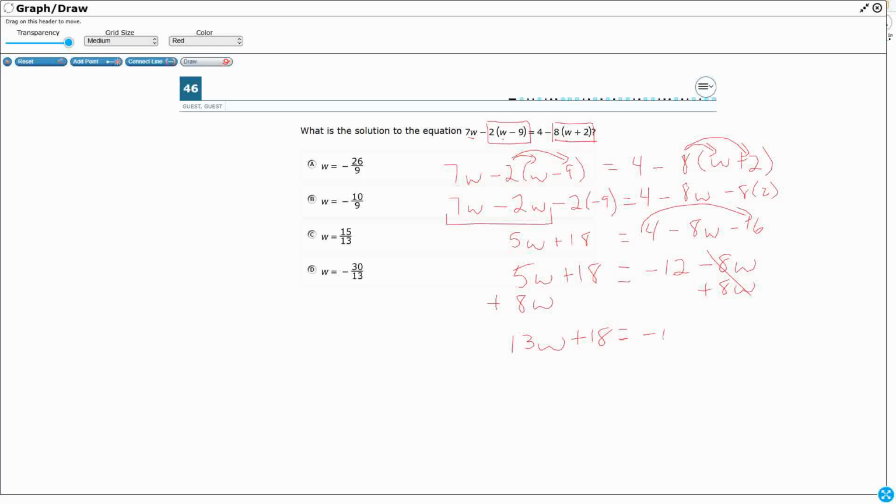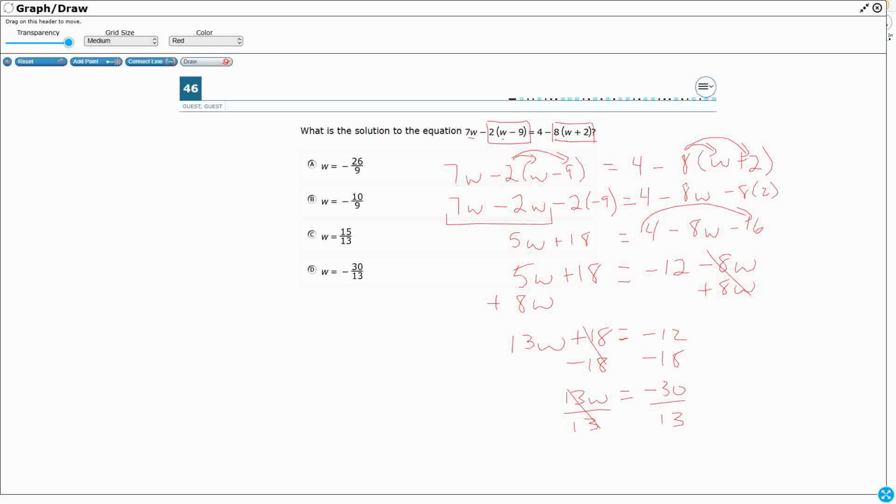All right, and then let's go ahead and bring this down so I get a negative 12. So let's get that 18 over here. I'm going to subtract 18 from both sides. That's going to be 13w equals negative 30. And then divide by 13. Looks like we're good. W equals negative 30 over 13ths.